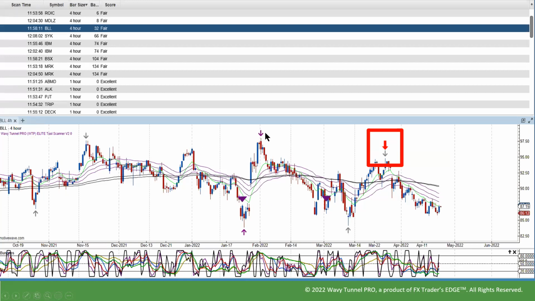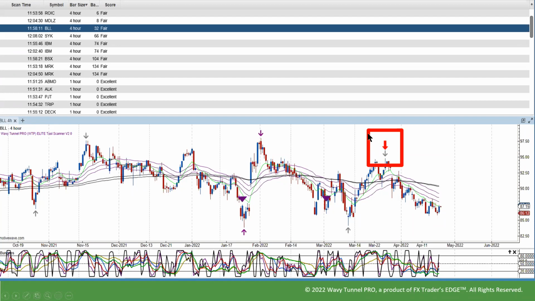It starts out that we have a purple arrow, and then we have a gray, and then an opposite gray. Now, this little triangular purple arrow is telling us that after we have the purple, gray, gray, there is a strong probability that we are going to move down and make a new low below this point. That's why this purple arrow is there.